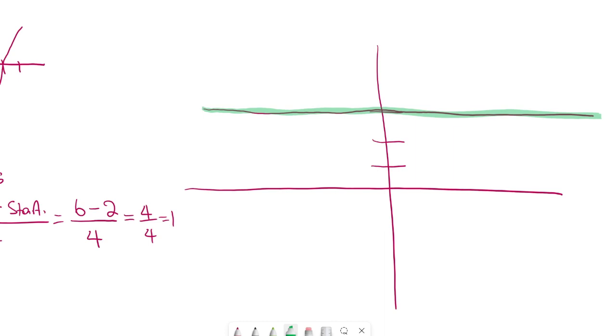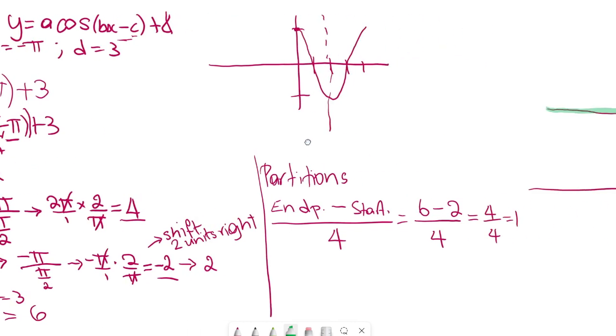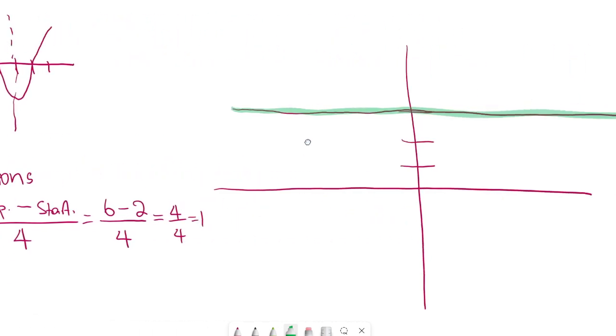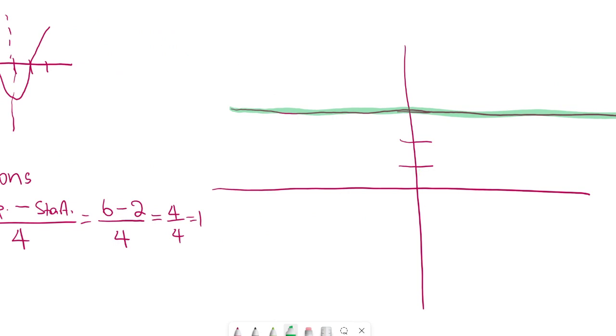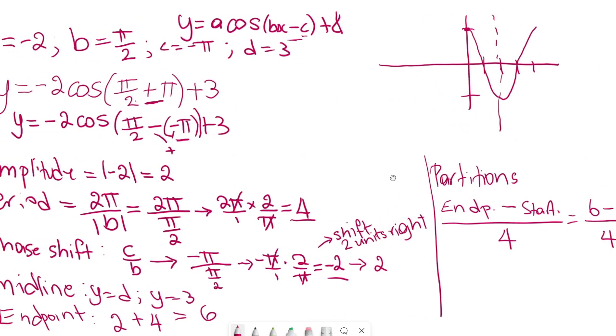Very good. Now, based on the midline, I'm going to look at my amplitude. My amplitude was 2, so it means that my graph is going to be 2 units above and 2 units below my midline. So 2 units below, I'm going to be at 1 for my minimum. And 2 units above, recall this is 3, so 2 units above is going to be here at 5. That's going to be the highest point of my graph.